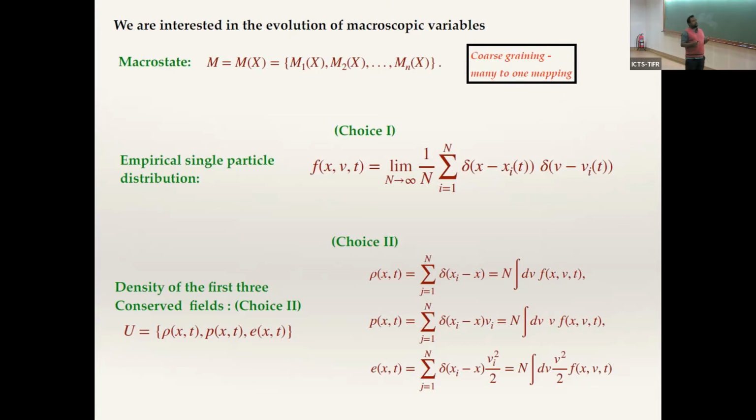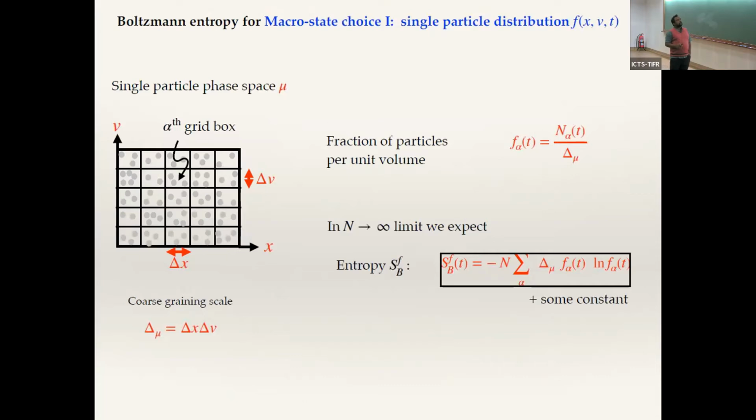So we make two choices of the macrostates. One is the empirical single particle distribution. Another is the density of the first three conserved fields. So let me elaborate on these two choices. The first one is the single particle distribution function. How do we define it? This is the single particle phase space, x and v, or the momentum. And we divide this phase space into boxes of some coarse-graining scale mu, and find out the number of particles per unit volume of each box. Let's call this f_alpha, where alpha denotes the alpha box.